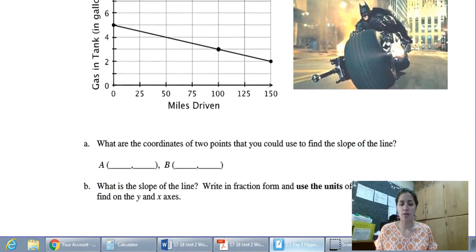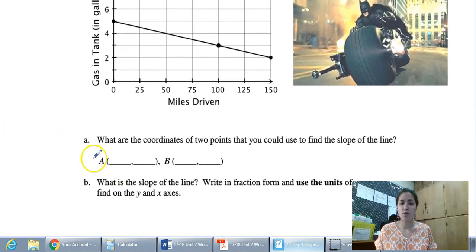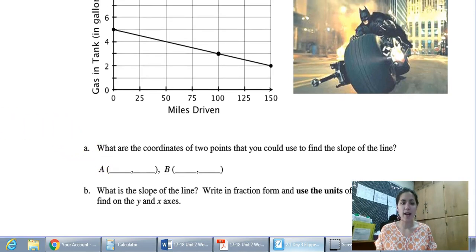Let's get into our questions. First it says, what are the coordinates of 2 points that you could use to find the slope of the line? Now we need to remember that technically we could choose any ordered pair we want because this line is made up of so many points graphed so close together you can't see the space in between them. But I do see here that I've got 3 points that have been exaggerated a little bit for me. This one is 0, 5. This one is 100, 3, and then finally 150, 2.